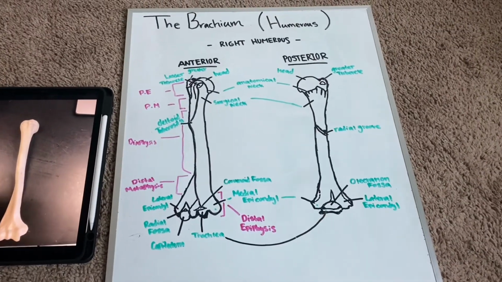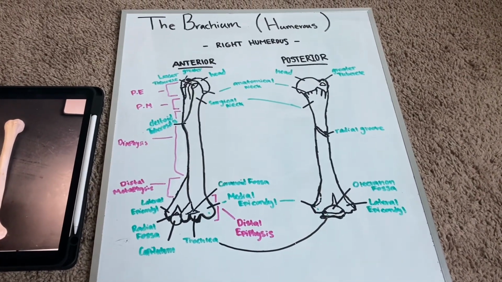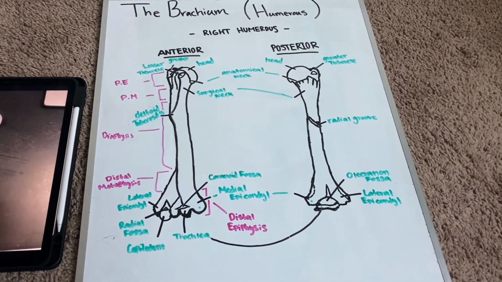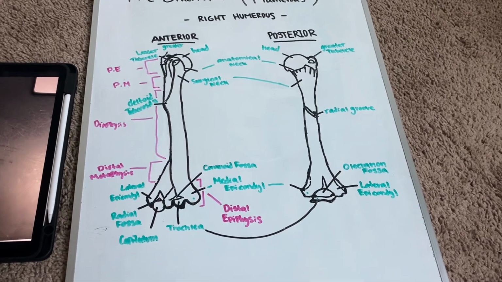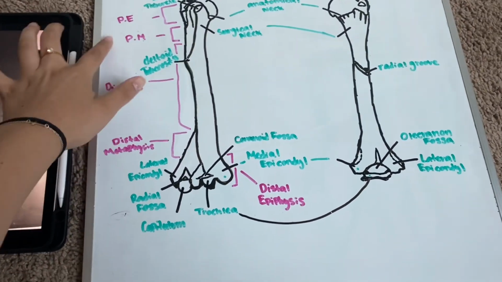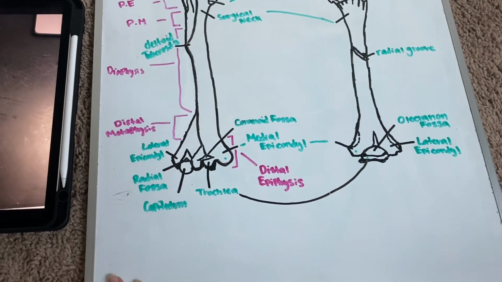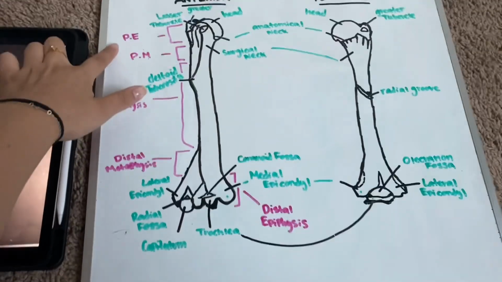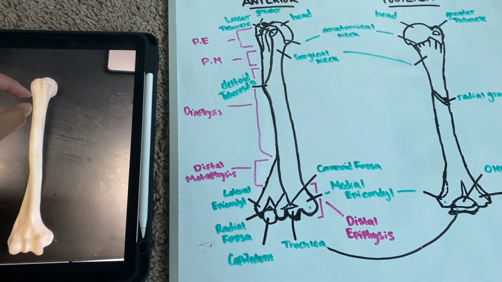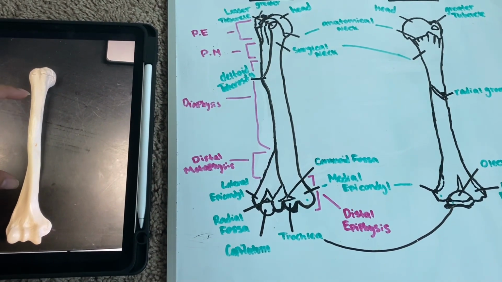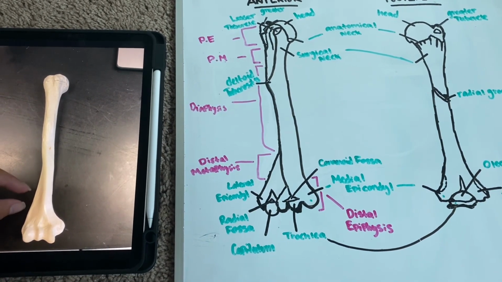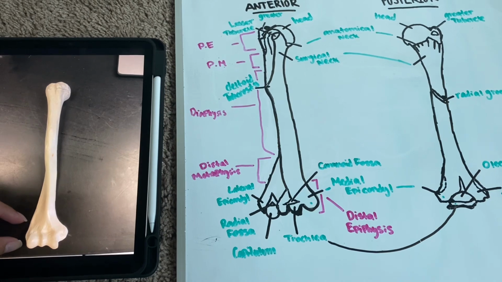Right here, I have marked all the important portions of the bone, just so it can help stick in my memory. The bone has sections, as I've labeled in pink right here. It has the proximal epiphysis at the top, then the proximal metaphysis, then the diaphysis, then the distal metaphysis, and then the distal epiphysis.